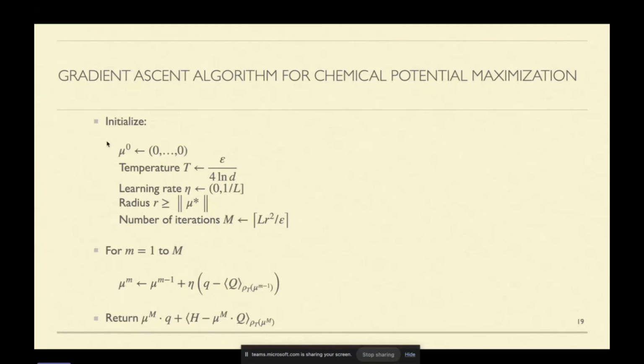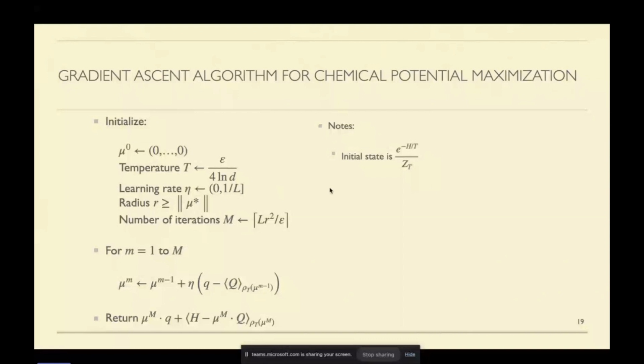So the idea is to initialize the chemical potential vector to the all zeros value. And if we're doing that, remember those thermal states had H minus mu dot Q. So if mu is 0, that mu dot Q term will not be there. So that means for this algorithm to work, we need to be able to initialize it to a low temperature thermal state of the Hamiltonian H. So, that's a demand for a classical algorithm, and later we'll see that it's a demand for a quantum algorithm.